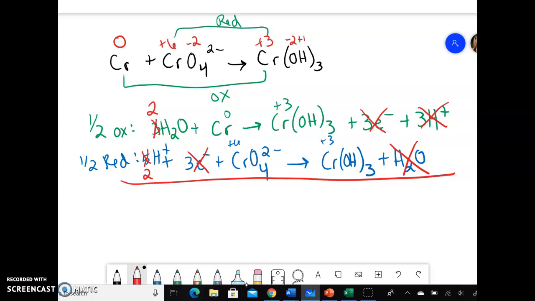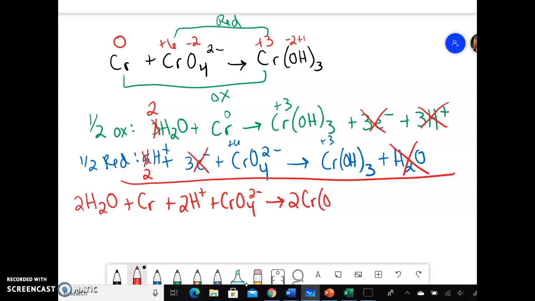So let's go ahead and combine all this stuff together. So we have 2 waters here, plus chromium, 2 H+'s, and the polyatomic ion. We're going to combine those 2 CrOH3s and just say we have 2 of them instead of listing them twice. And that's all we have over there.